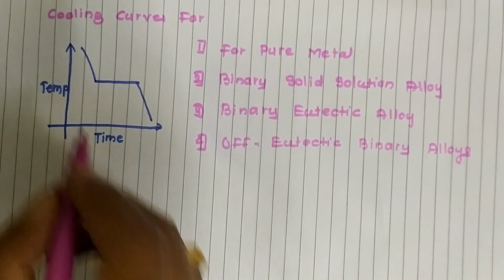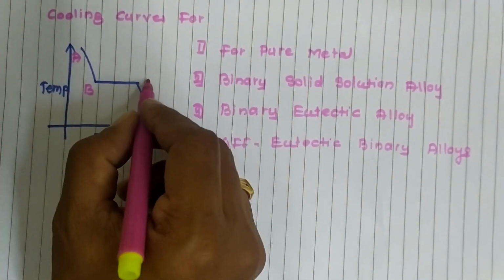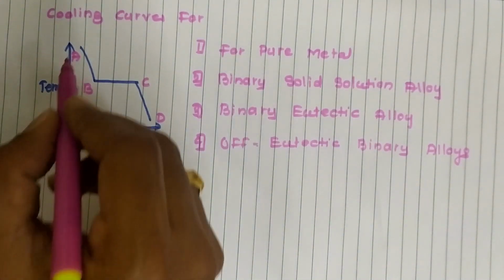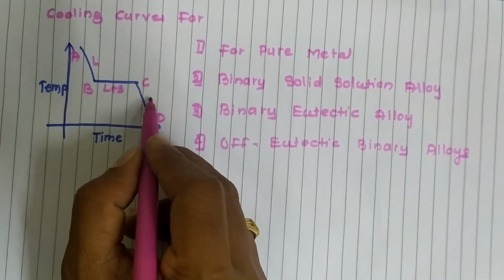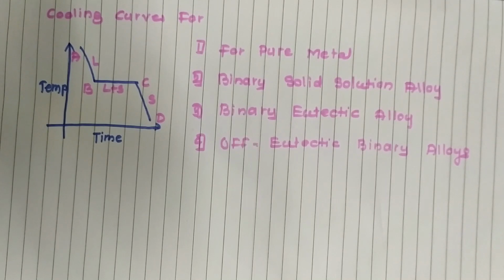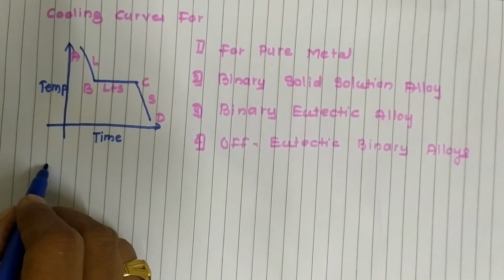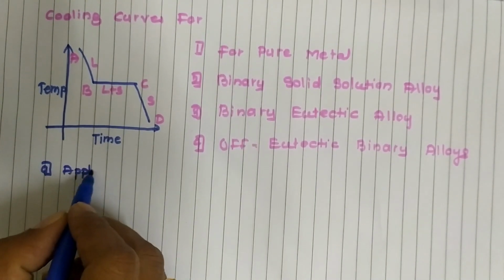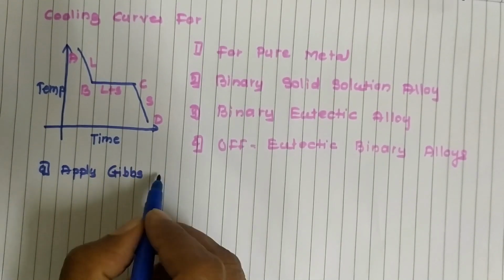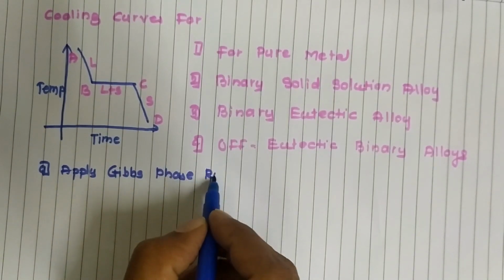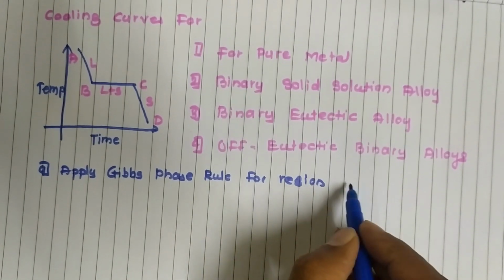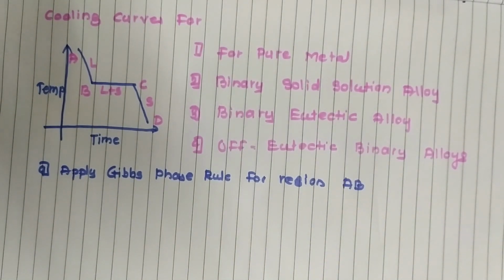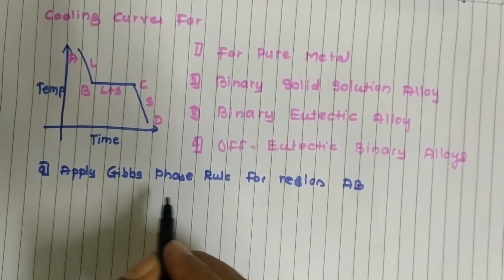In that, this will be A, B, C and D. From A to B liquid, from B to C liquid plus solid, and from C to D we are getting a solid. Now here we have to apply the Gibb's phase rule. So suppose we apply Gibb's phase rule for region AB.